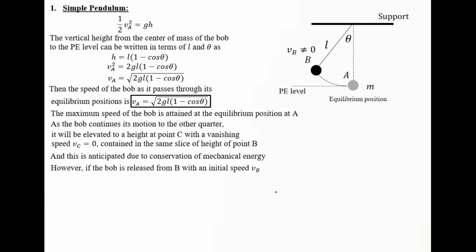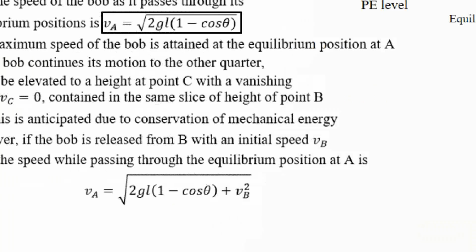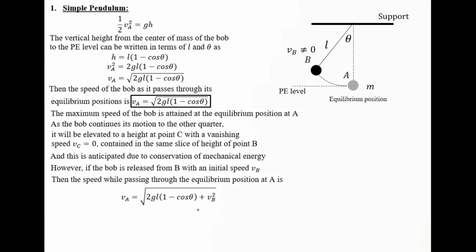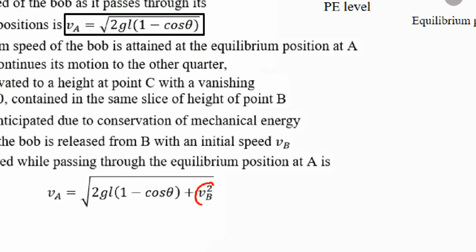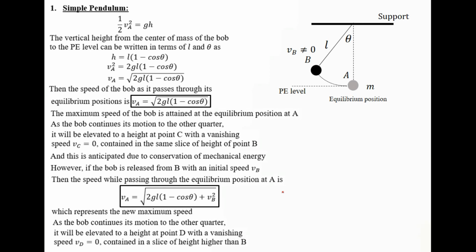However, if the bob is released from B with an initial speed Vb, then the speed while passing through the equilibrium position at A is given by the square root of 2gh plus Vb squared, in which h is given by the theta function. And we have added this term because we know that whenever we launch an object with an initial speed, the impact speed would be given by the square root of 2gh plus the initial speed squared, which represents the new maximum speed at the equilibrium position. As the bob continues its motion to the other quarter, it will be elevated to a height at a point D with a vanishing speed Vd, at a height higher than B.